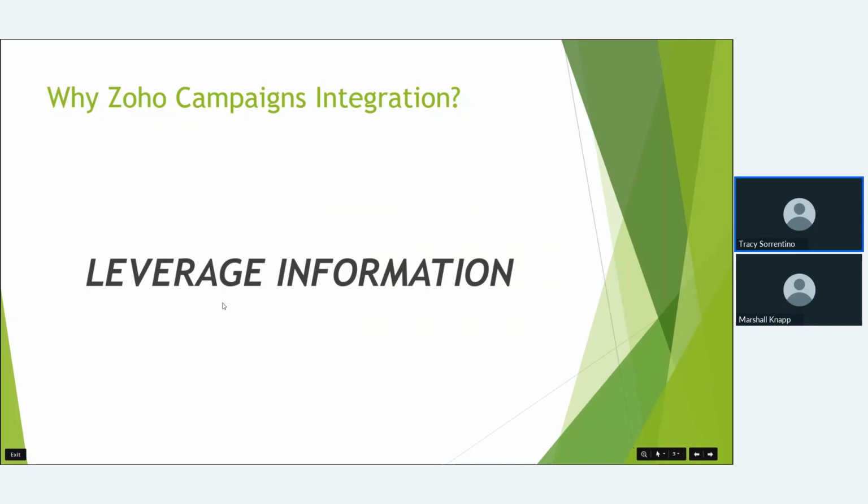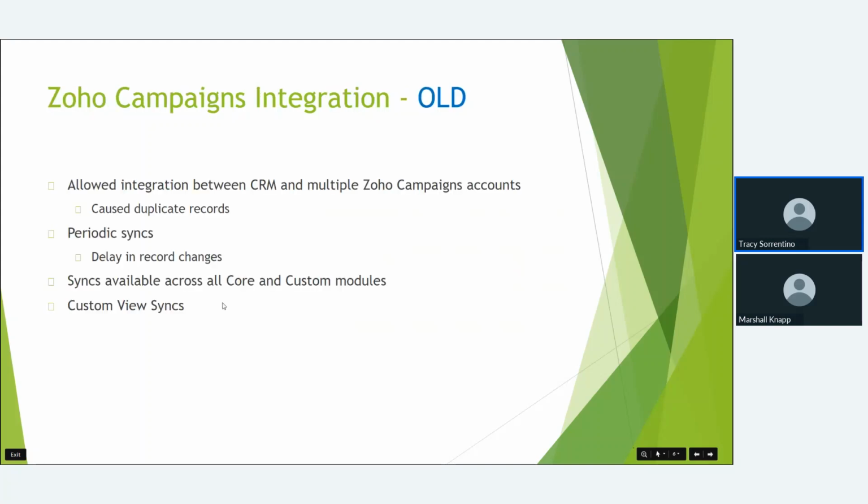Okay. So let's talk about the old Zoho Campaigns. For those of you who've used the sync in the past, you're going to see some similarities, but you're also going to see some differences. Previously, in the old Campaigns sync version, you could sync multiple campaign accounts with one CRM. Okay, that is no longer available, and here's why. In the past, it caused duplicates.